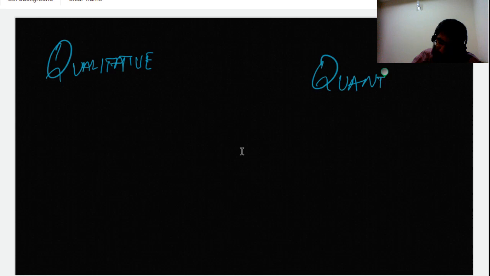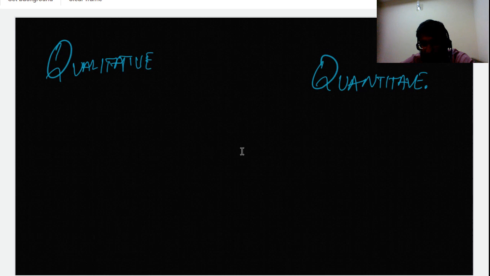Quantitative, you are just gathering the numbers, figures. Qualitative, you are going beyond gathering the numbers, you are looking for the interpretation of those numbers as well, or the trends, or the explanation for those numbers as well. So quantitative is less stuff. Yes, we can say. In quantitative, it's only numbers. In qualitative, it's numbers and the explanation of those numbers.